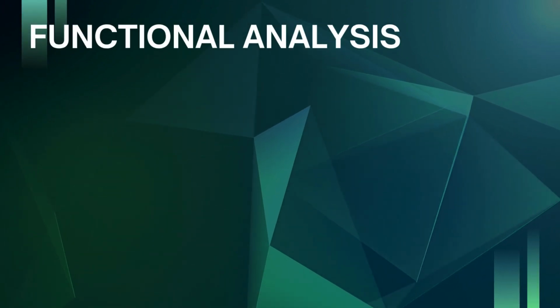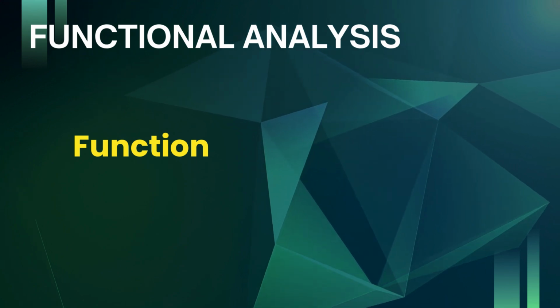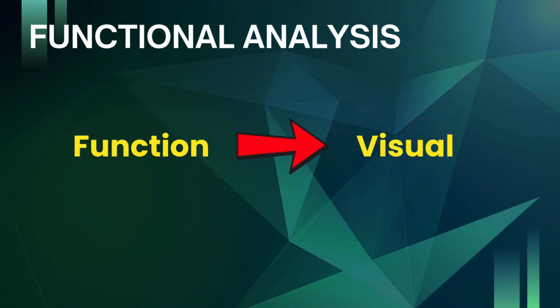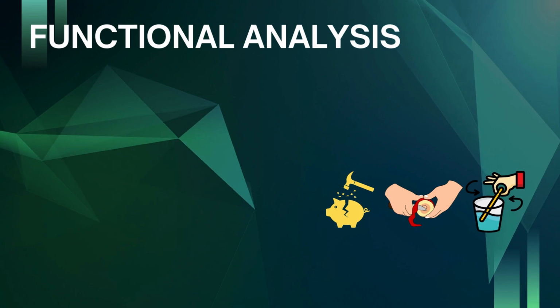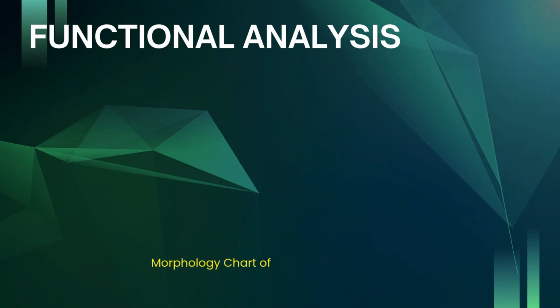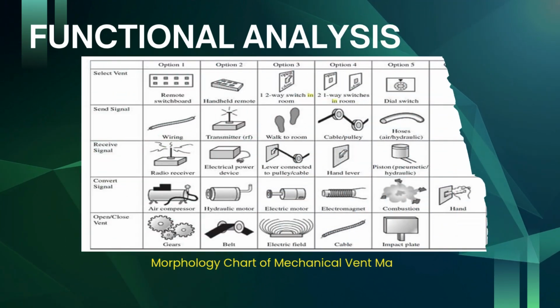The functional analysis is then translated to a visual way to show the necessary product functionality and explore alternative means and combinations of achieving that functionality. This final step is normally done by using a chart called a morphology chart.